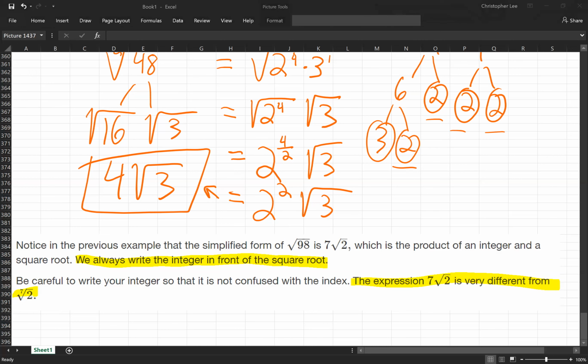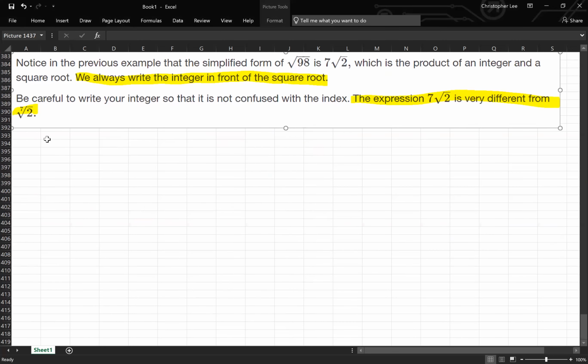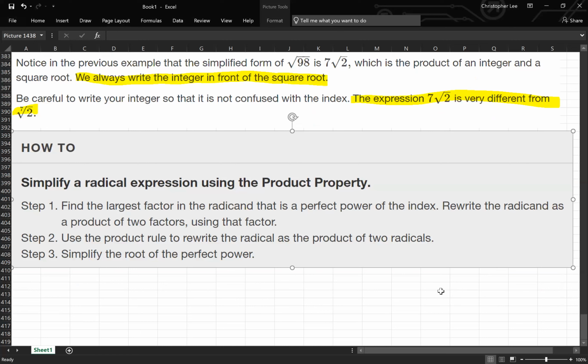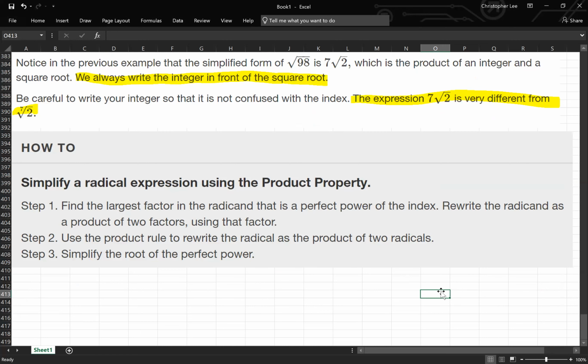All right, so here's a little bit of procedure real quick. Some notes if you want to write them down. Simplify a radical expression using the product property. Step 1, find the largest factor in the radicand that is a perfect power of the index. Rewrite the radicand as a product of the two factors using that factor. Step 2, use the product rule to rewrite the radical as a product of two radicals. Step 3, simplify the roots of the perfect power. And that's it. That's how we simplify the radicals.